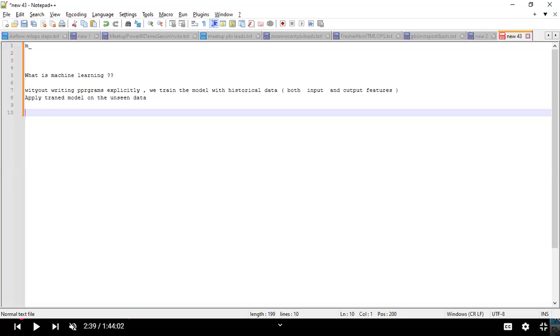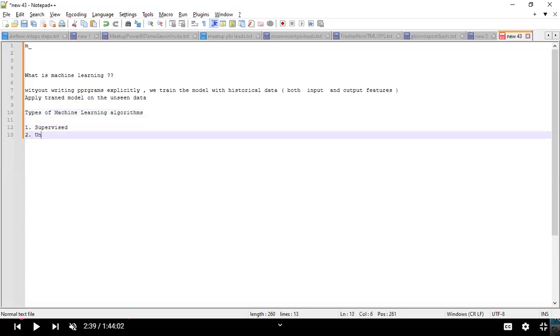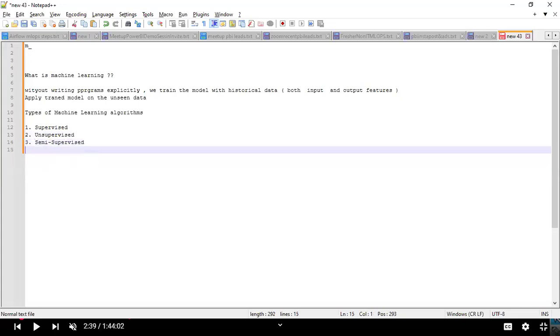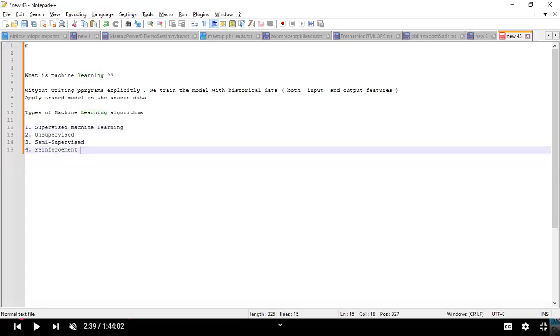Okay. There are types of machine learning algorithms. One is supervised, and the second one is unsupervised. Third is semi-supervised, and the fourth one is reinforcement. Supervised machine learning, and then unsupervised machine learning, reinforcement machine learning.